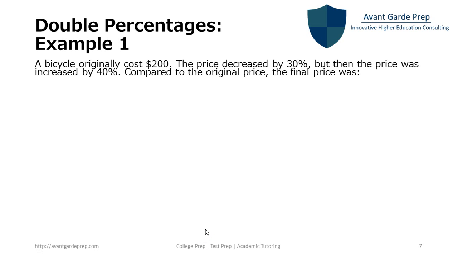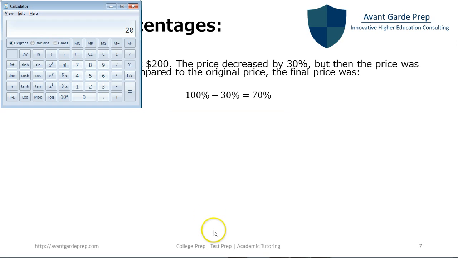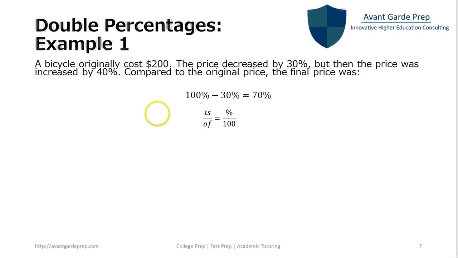We'll be setting this up just like before with the is over of equal to percent over 100. But first we need to find what that percent is. And we'll find that by thinking about this problem. So the price decreased by 30%. So what we need to do is subtract 30% from 100% to find the percentage that we're going to plug in, which is 70. 100 minus 30, and that equals 70%. So we know that we're going to be plugging in 70 into the percentage spot.